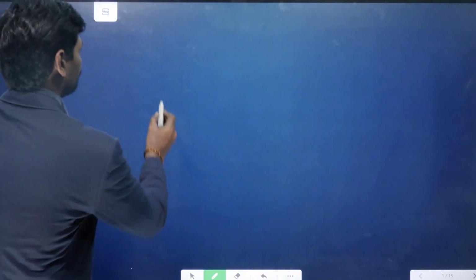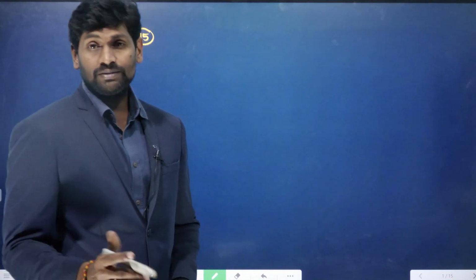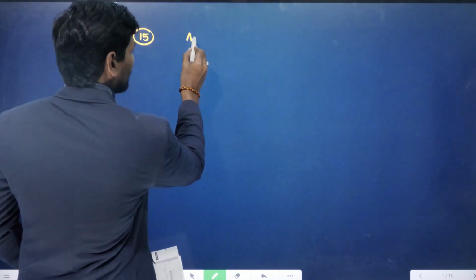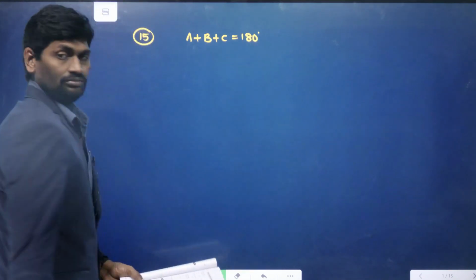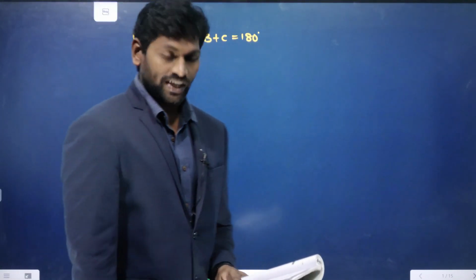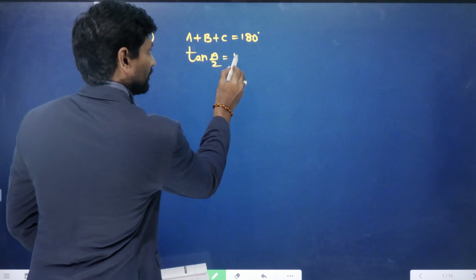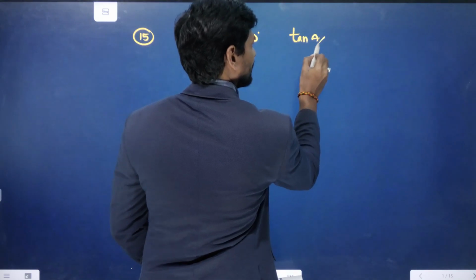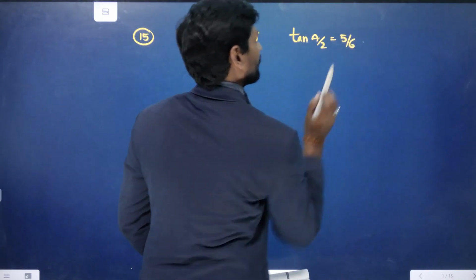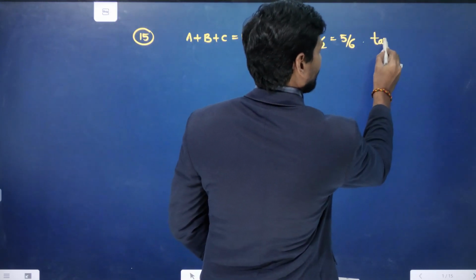Let us see question number 15. The condition is A + B + C = 180 degrees, and tan(A/2) value is 5/6. Let me write here: tan(A/2) = 5/6. Next, tan(B/2) value is 20/37.